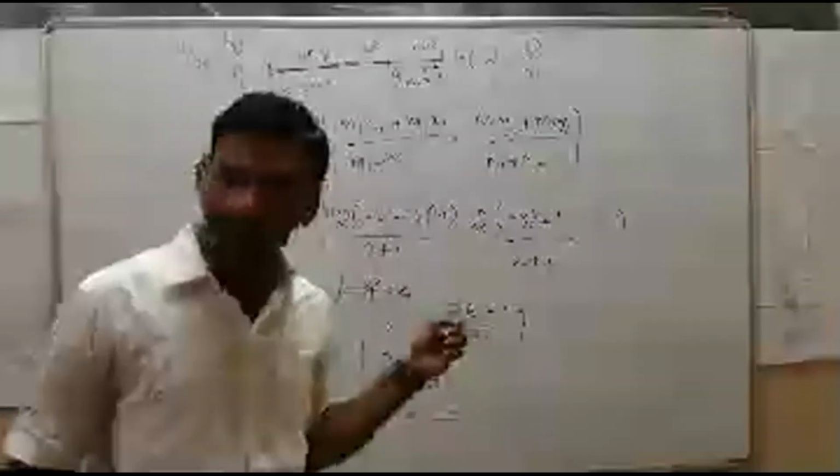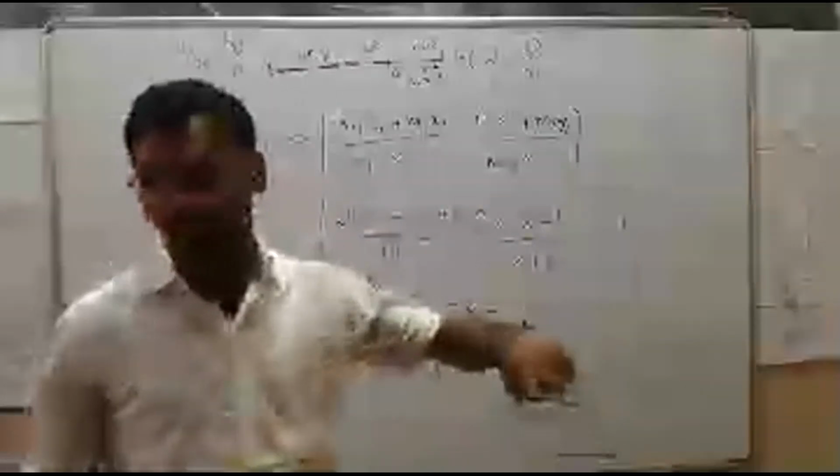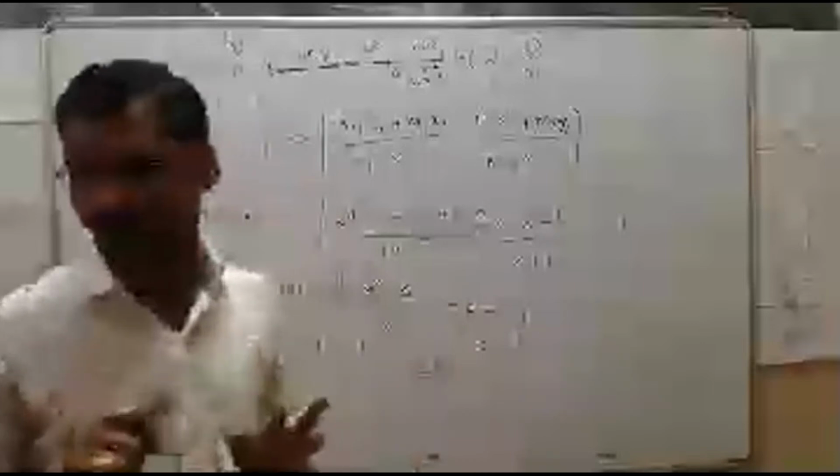P will divide 1 to 2. Q will divide 2 to 1. And x1, y1, x2, y2 will not change. Okay. Now it is the second problem.